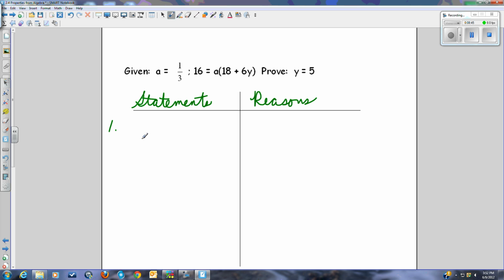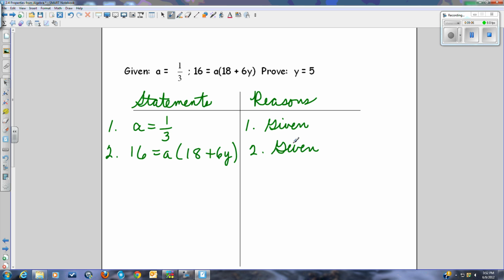So let's write down, first of all, what we're given. We can first of all say a is equal to 1/3 because we're given that information. We can also say that 16 is equal to a times 18 plus 6y, and that is also given to us.